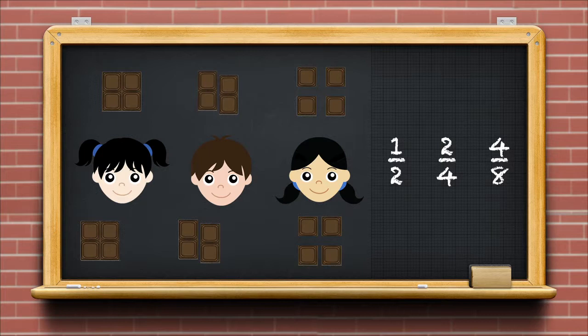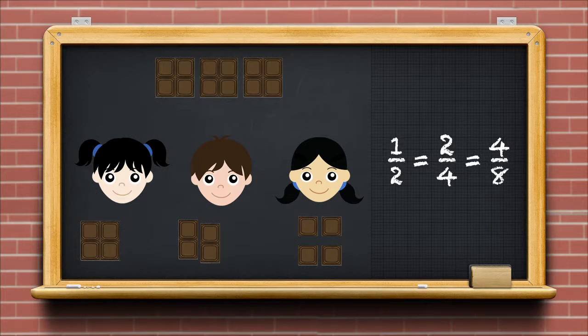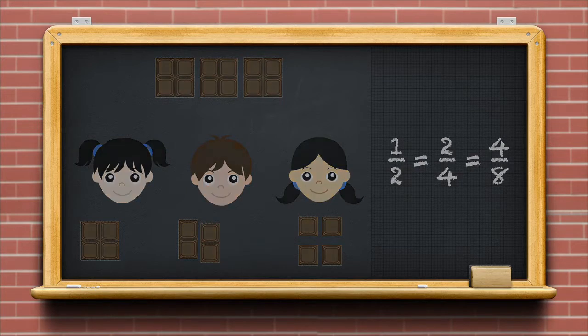Ask students to observe who among the 3 friends ate more of the chocolates. Students will see that each friend ate the same amount of chocolate. So 1/2, 2/4 and 4/8 have the same value. Hence, they are called equivalent fractions.